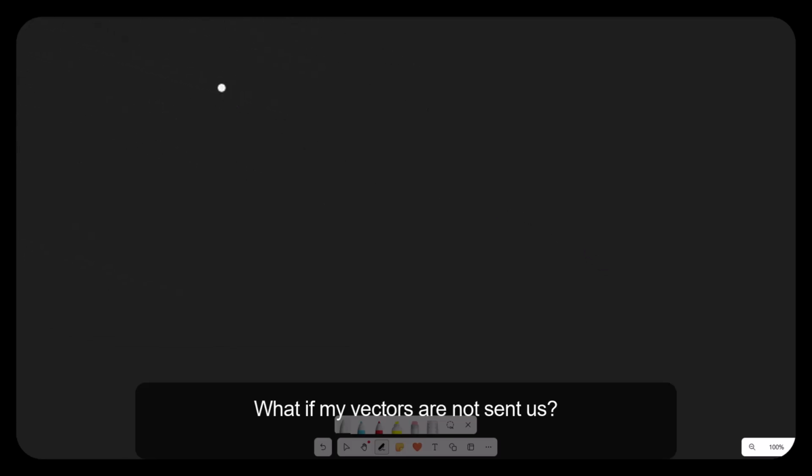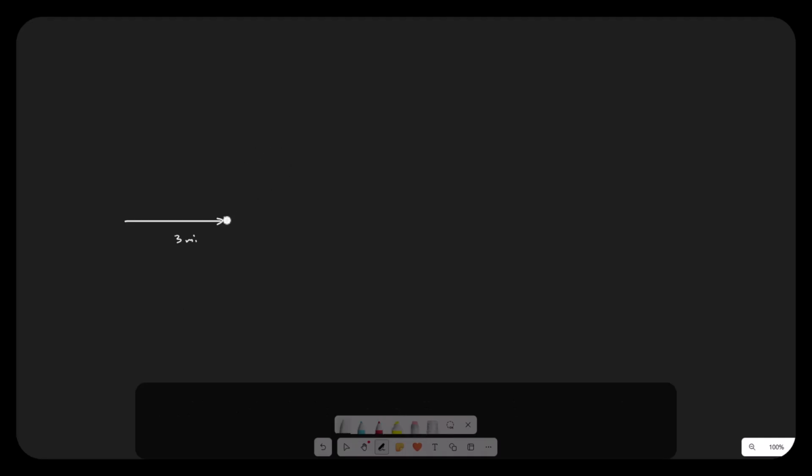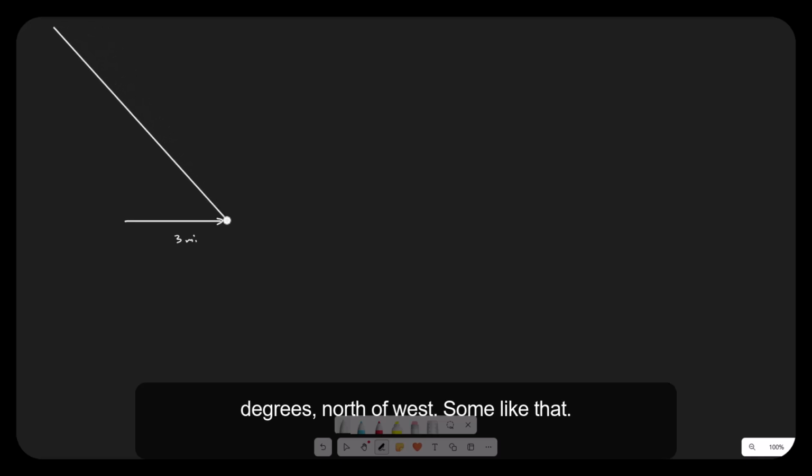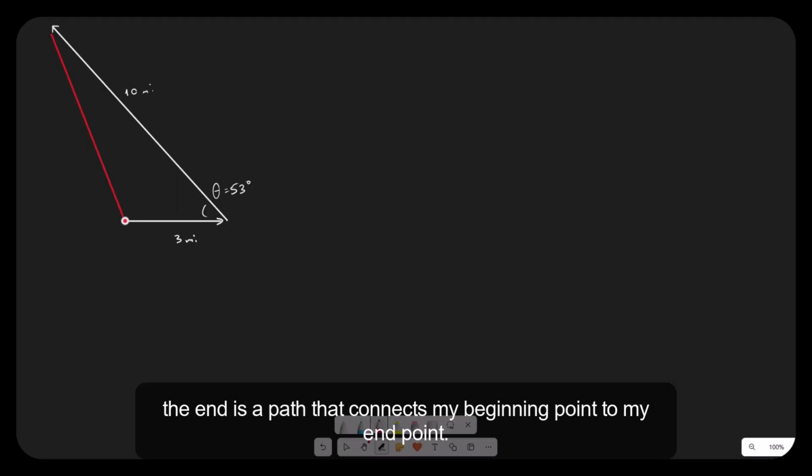What if my vectors are not so nice? What if I start out walking 3 miles east, and then after that I walk 10 miles at 53 degrees north of west? How do I add those together? What I'm looking for in the end is a path that connects my beginning point to my end point.